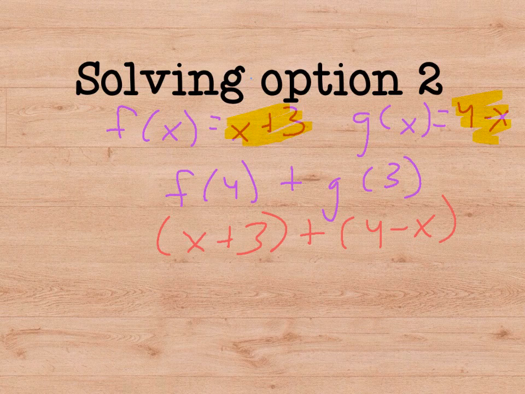Now I want to substitute. So again, 4 here, 3 here, and just simplify. So (4 plus 3) plus (4 minus 3) will give me 7 plus 1, which is 8. So 2 different ways to do the same thing.